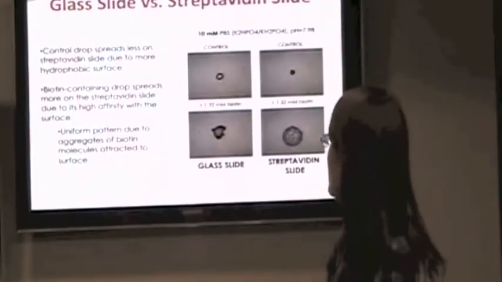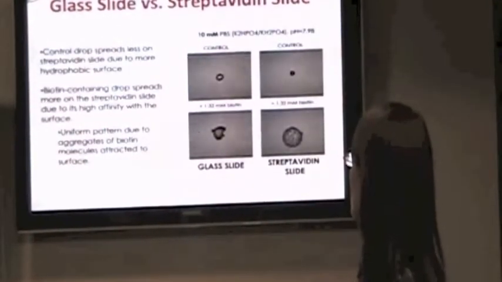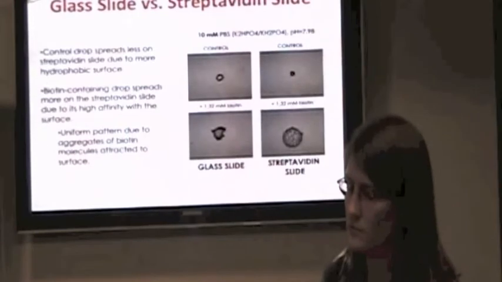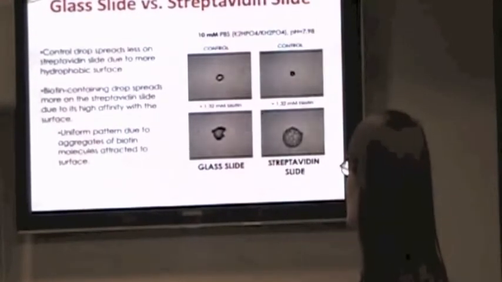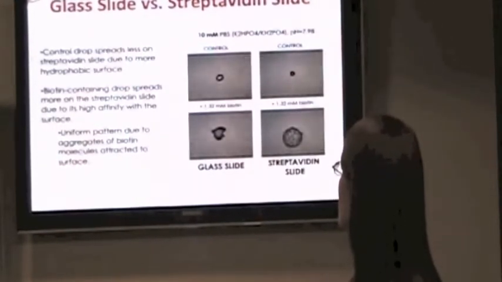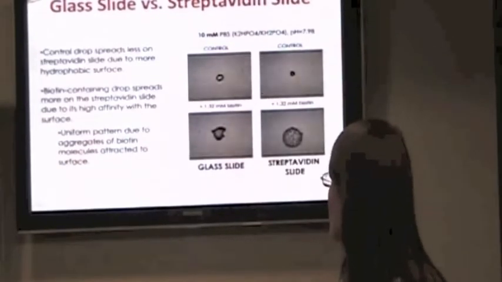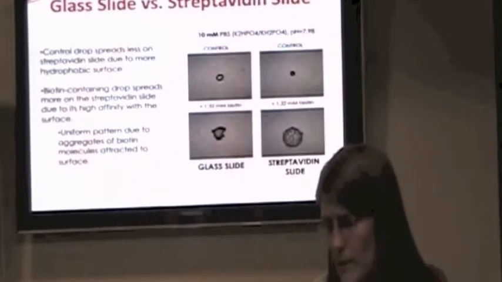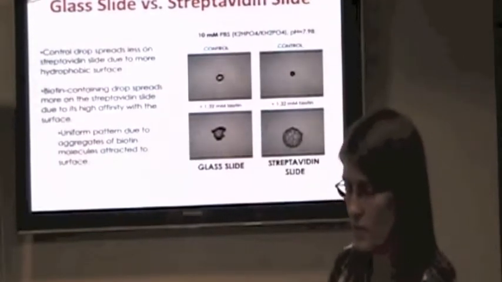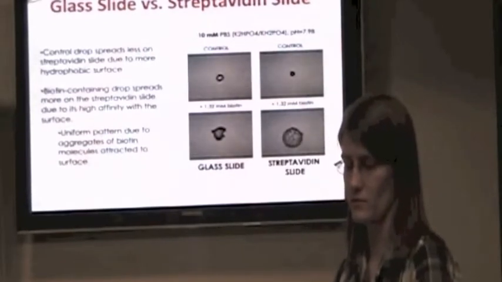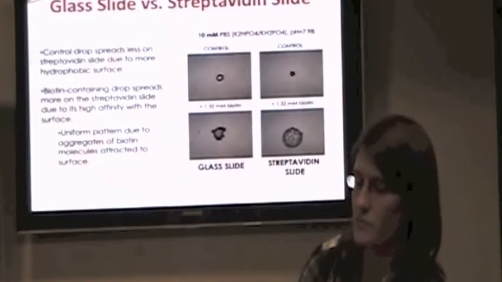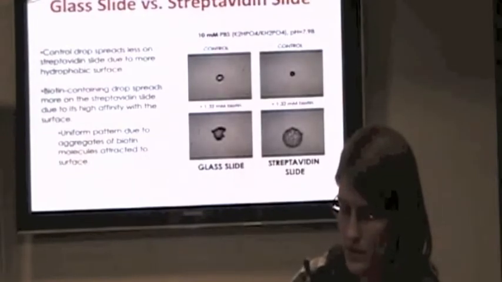Here are some of the first results that we got. The two images on the left are on the glass side, whereas the two images on the right are on the streptavidin side. And you can clearly see a difference, especially in the two bottom ones, which are where the biotin was added to the solution. The control drops on the two top images spread less on the streptavidin slide due to the hydrophobic surface. The biotin-containing drop spreads a lot more on the streptavidin slide just because of the biotin's high affinity to the streptavidin, so it wants to really bind to it, so it's going to spread more to get more surface coverage. The more uniform pattern is due to the biotin attracting to the streptavidin.